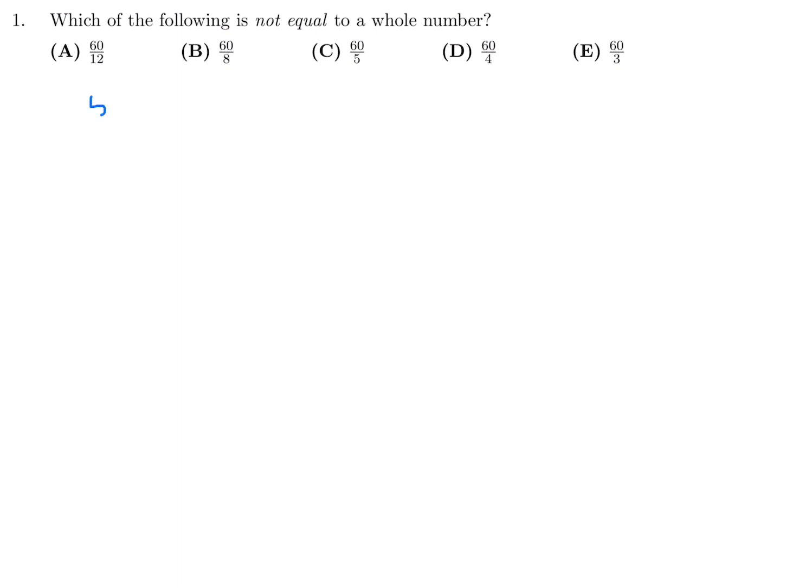60 over 12 is 5. 60 over 8 is 7.5. And there you go, 7.5 is not a whole number. Just to be complete, 60 over 5 is 12, 60 over 4 is 15, and 60 over 3 is 20. So as you can see, the one that is not a whole number is B for number 1.